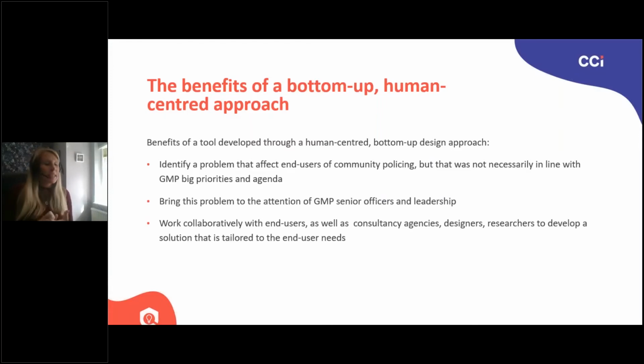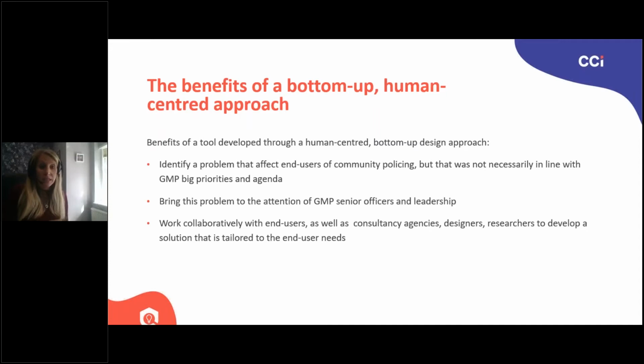So the first thing I'd like to stress is that there were clear benefits of adopting a bottom-up human-centered approach to the development of this tool. We were able to identify a huge problem that affects end users of community policing, but that was not on the radar of GMP leadership. It was not among their priorities. It was not on their agenda.